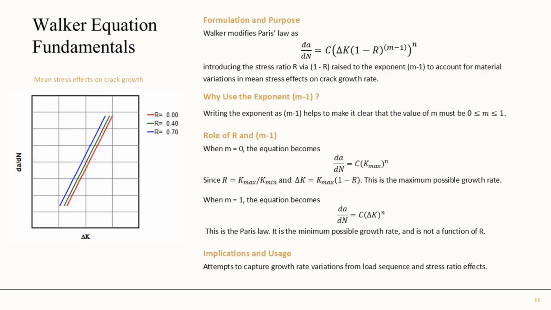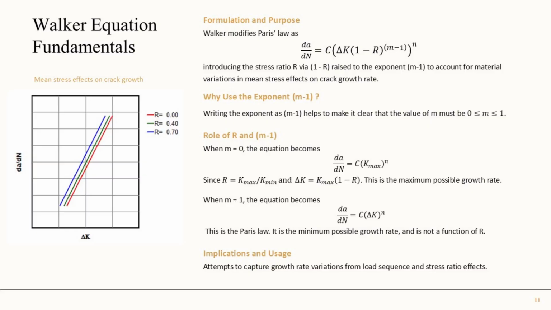So when m is equal to 1, you end up getting da/dN equals C delta K to the n, which is again just the Paris equation. But it's also the situation when there's no effective R. So when m is 1, then you have no shifting as a function of R. And as I said earlier, when m is 0, you're going to get the maximum shifting for R. So those are clearly the two limits.